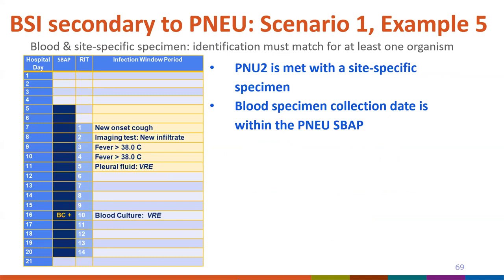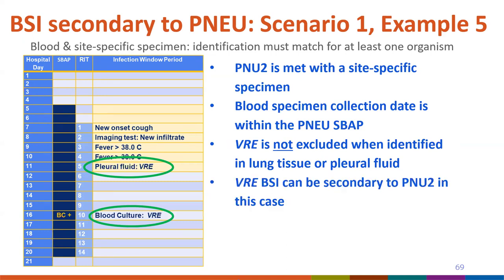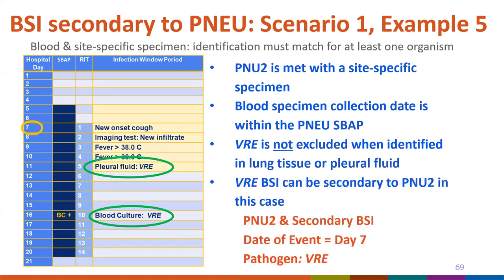In this example, VRE is identified from pleural fluid and NEW2 is met. Remember, Enterococcus species are not excluded from NEW when identified from pleural fluid or lung tissue. And the BSI with a matching pathogen can be determined secondary to NEW2 in this scenario.